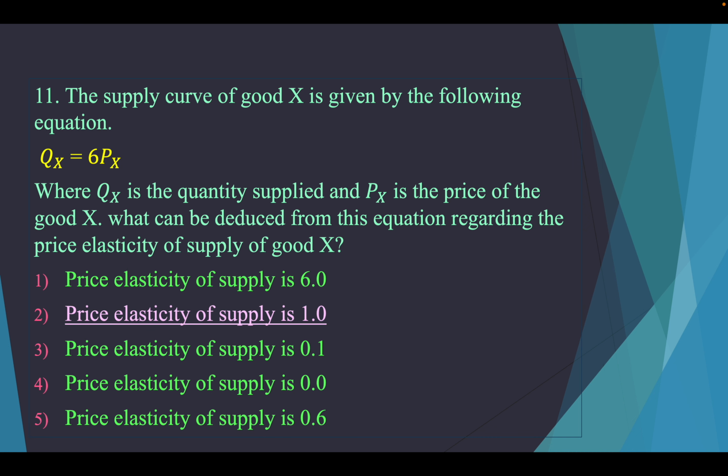Okay children, now we are going to discuss the 2016 A-level economics paper MCQ questions. 11th question. The supply curve of good X is given by the following equation: Qx equals 6Px, where Qx is the quantity supplied and Px is the price of the good X. What can be deduced from this equation regarding the price elasticity of supply of good X?